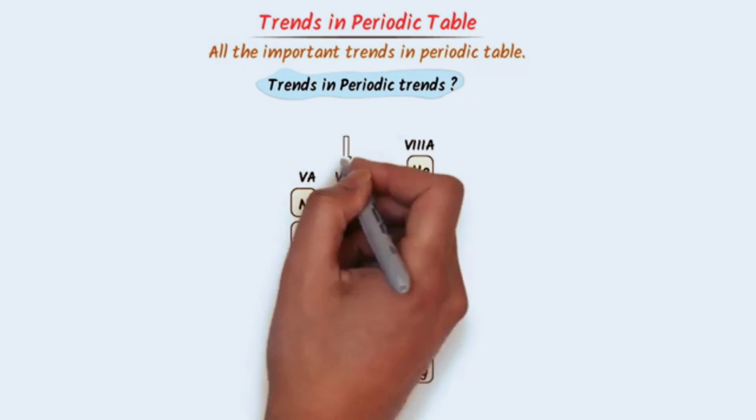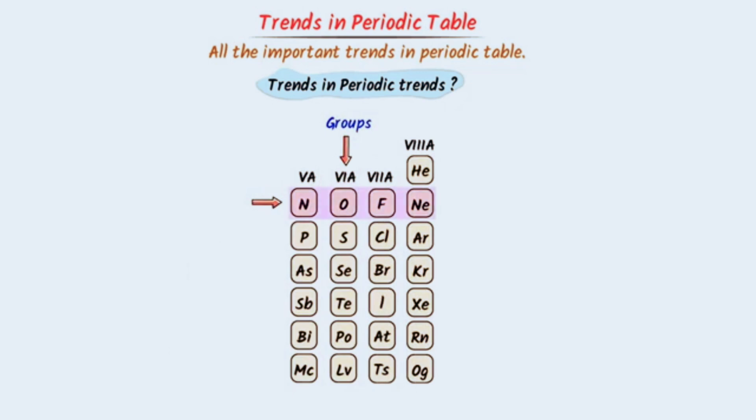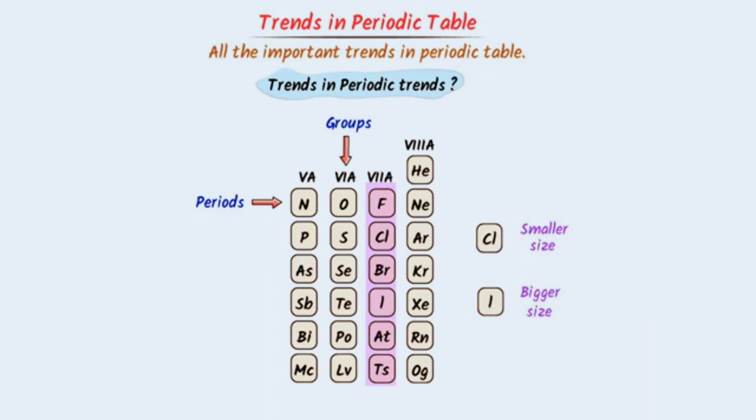We know that columns in the periodic table are called groups and rows in the periodic table are called periods. Now, as you move down the group or across the period, the elements change in certain ways. For example, in the 7th group, chlorine has smaller size than iodine. This difference in size of chlorine and iodine is called periodic trend.